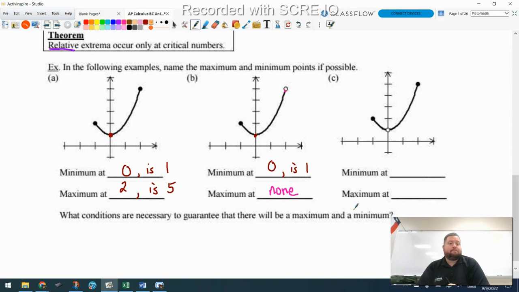There is none. All right, so we're going to have that same situation over here. Where our minimum would have been is now undefined, so we will not have a minimum. And then our maximum is back to being a closed circle, so our maximum is at x equals 2 and is 5. So what conditions are necessary to guarantee that there will be a maximum or a minimum?